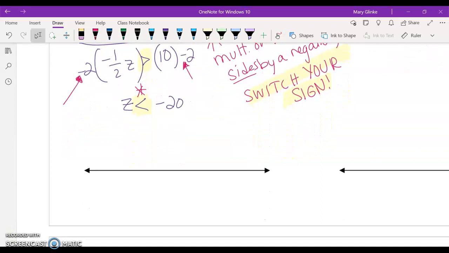So now if we were to graph this, we would have -20 on our number line. We would have our first open circle because it's not equal to, so -20 does not work. And we would want everything to the left of that, all of the numbers less than it.